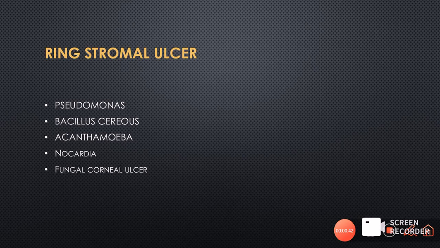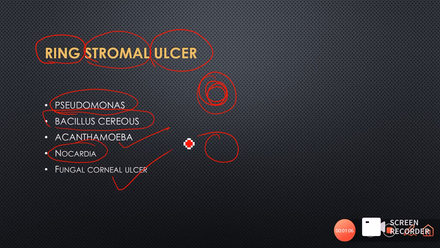You can see so many organisms which can cause a ring stromal ulcer. So let us just summarize the organisms which can cause a ring stromal ulcer. Number one is Pseudomonas. You saw the ring ulcer by Pseudomonas. Then Bacillus cereus. In bacteria we have these two. Then we have nocardia, which can form a wreath-like configuration that can also look like a ring. Then Acanthamoeba and fungal corneal ulcer can also present with a ring-like ulcer, which are a topic for another lecture.